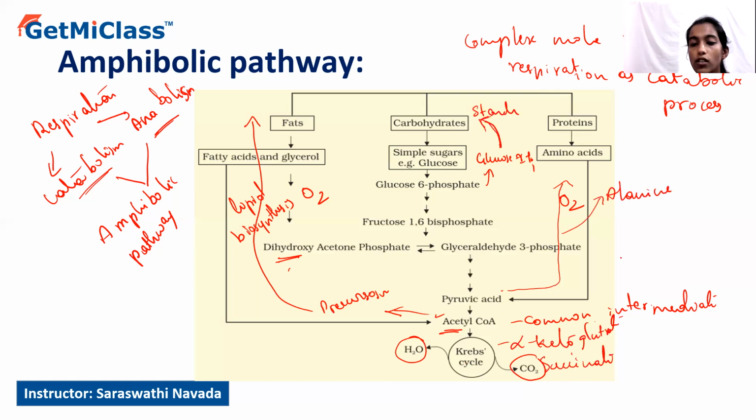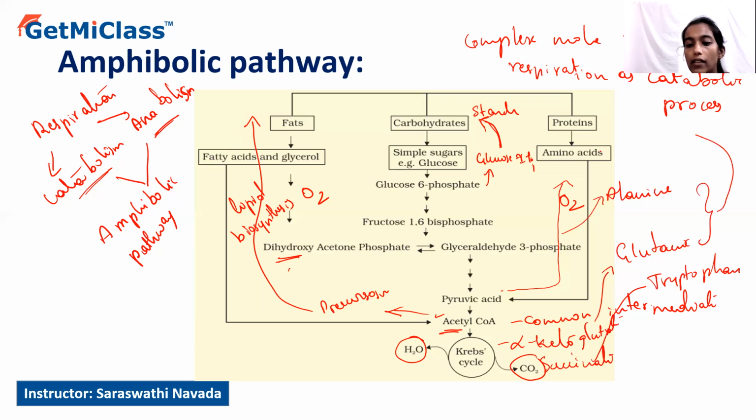Alpha ketoglutarate is used in the production of glutamic acid, whereas succinate is used in the production of tryptophan. And all these amino acids will be used in protein biosynthesis once again, right? Similarly, this tryptophan can also be involved in the synthesis of indole acetic acid, so it is a precursor for indole acetic acid. It also acts as a precursor for certain nucleic acids also.